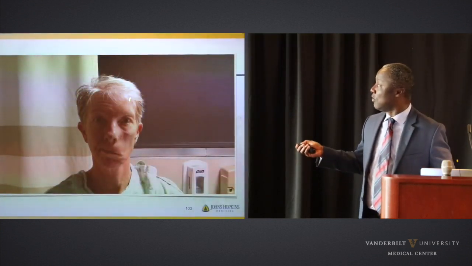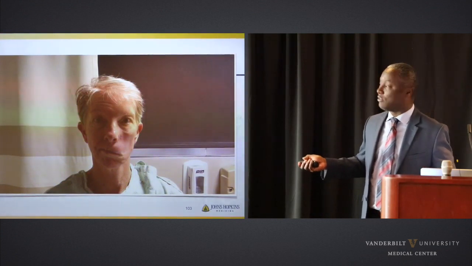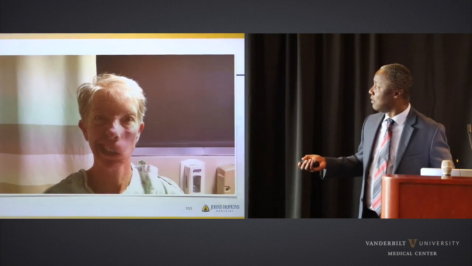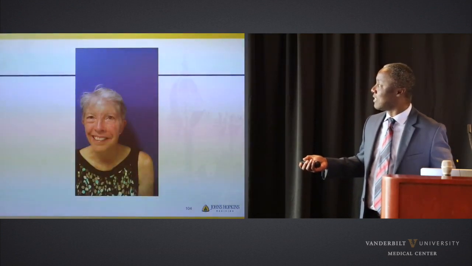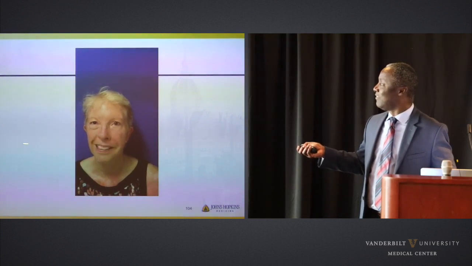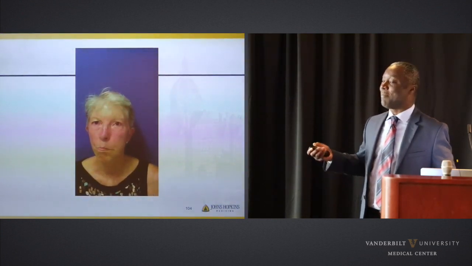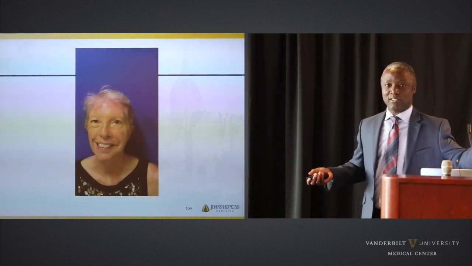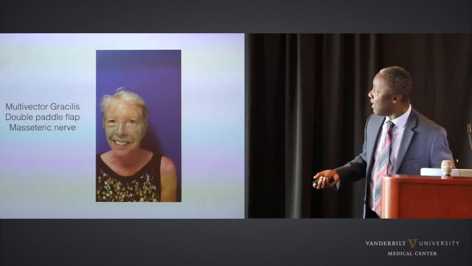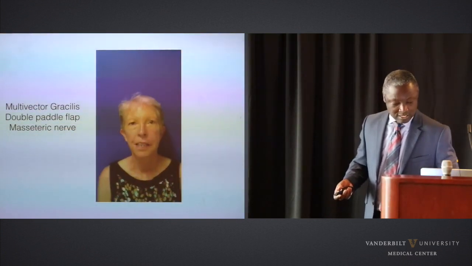So this is a patient with complete, irreversible paralysis on the left side because of the duration, and I did a multi-vector gracilis flap. This is her before the surgery, and this is her after surgery. And you can see complete upper lip elevation, full teeth showing, the eye trying to squint. This is a much better smile than the first ones. You look at her, and she is projecting more positivity.